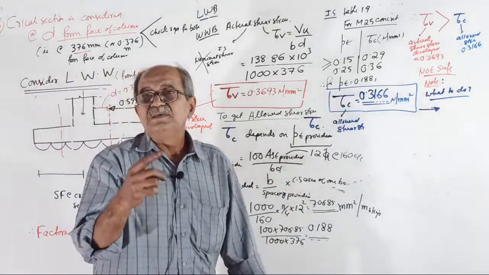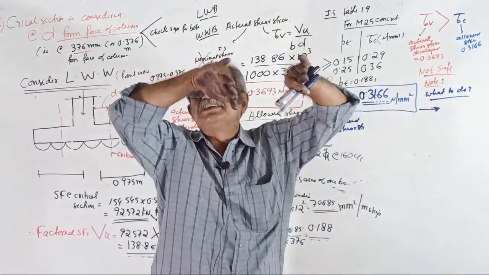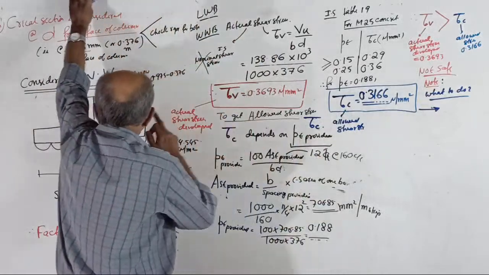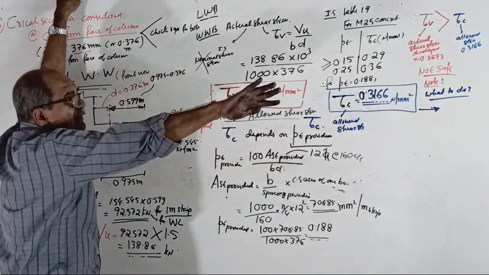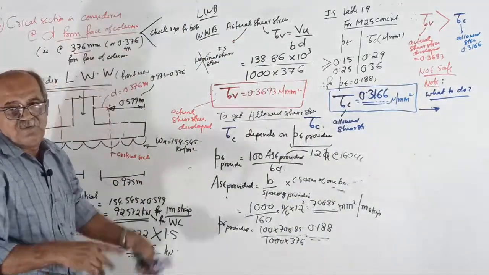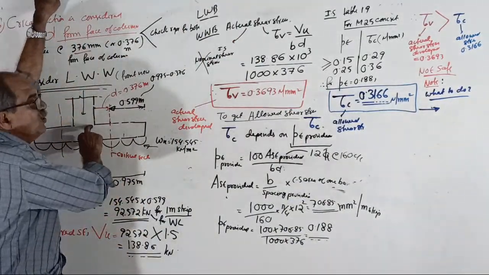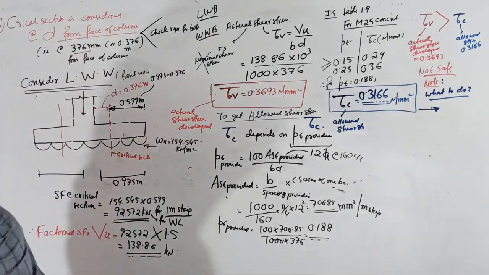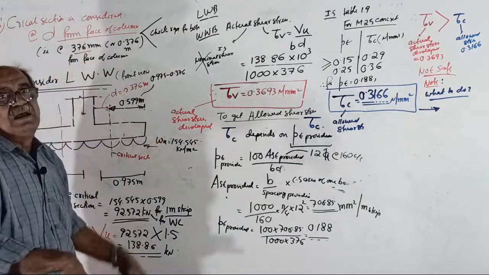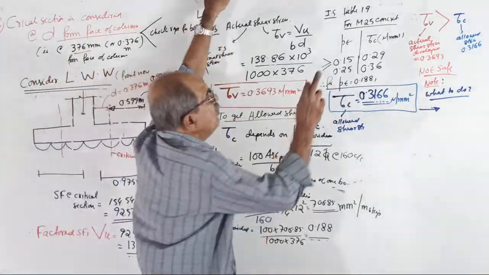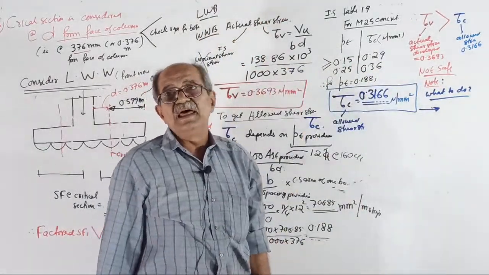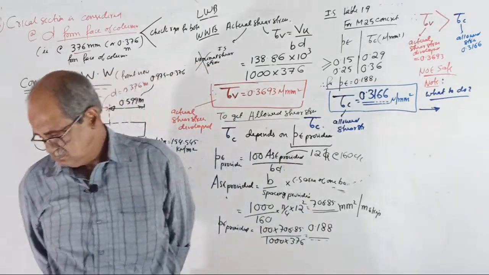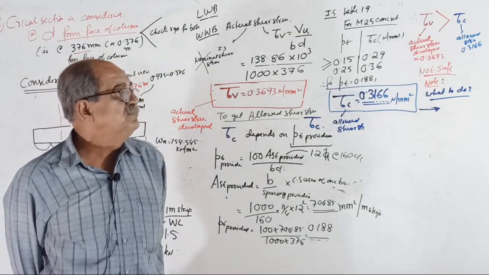Okay. But the advantage: critical section will move further away from the column or come closer? Critical section will move further away or closer? It will move away. When the critical section moves away, shear force will decrease, your tau V will decrease. So it can come safe. Fully clear? So that is one of the options.